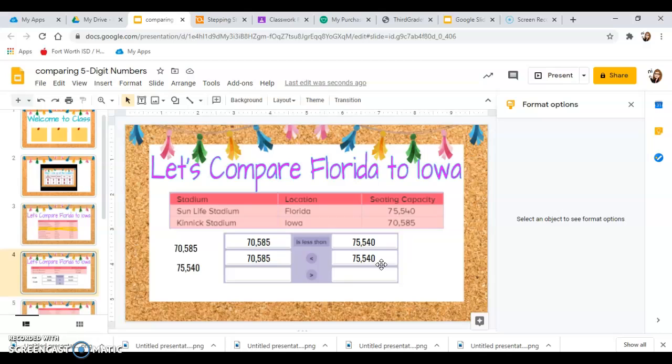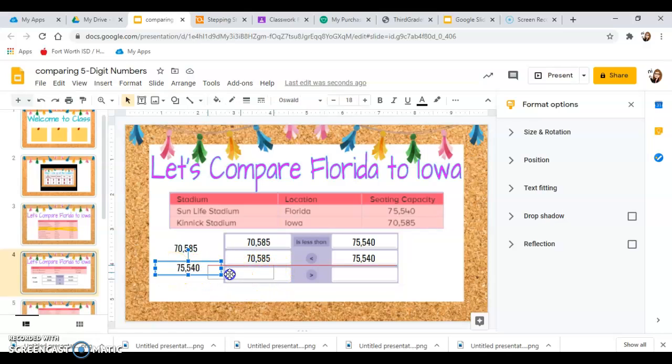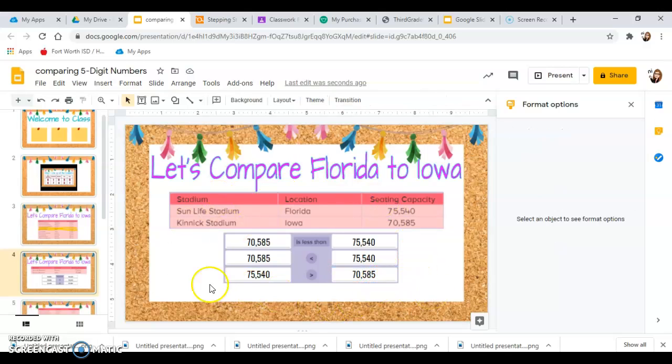70,585 is less than 75,540. But remember, we can switch that. The only thing that changes is the order of the numbers. The crocodile still wants to eat the bigger snack. So now it's facing the other direction. So he's facing the bigger snack, which has to be on this side now, which means my bigger number, 75,540, is at the start, while the smaller number, 70,585, has to be in the second slot. So now it reads 75,540 is greater than 70,585. So now all my number sentences are true.